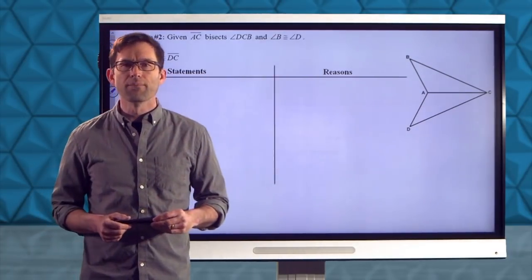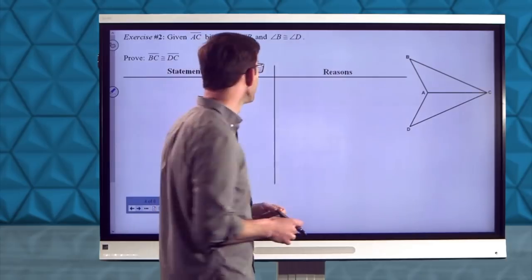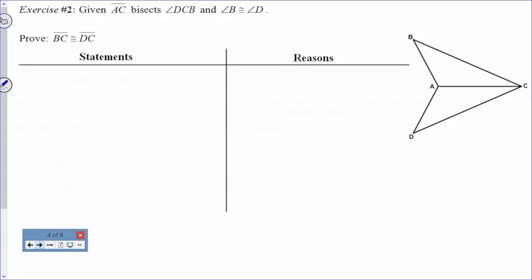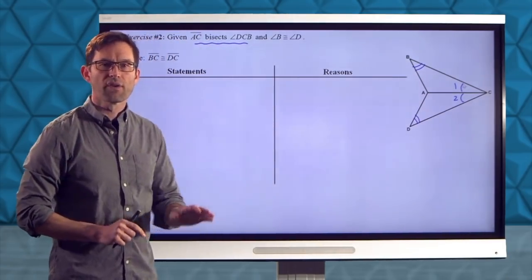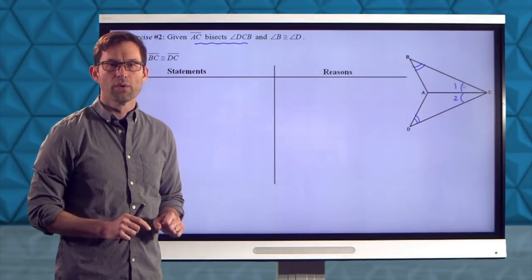So let's start to outline what we're told. Mark up the givens. AC bisects angle DCB. Well, if AC bisects angle DCB, then I know that this angle and this angle are going to be congruent. I'm going to even give them numbers. I'm going to call them angle 1 and angle 2. So that's this given. I also know that angle B is congruent to angle D. So I can already see that I've got an angle equal to an angle and another angle equal to another angle.